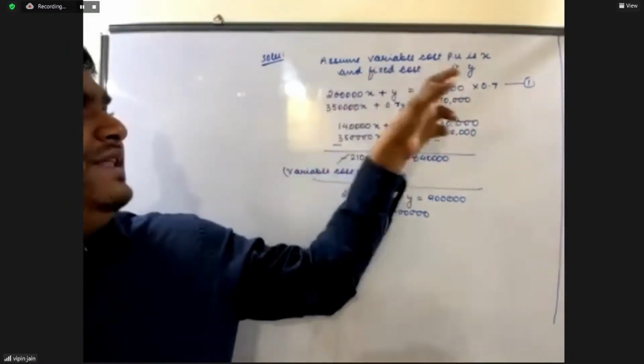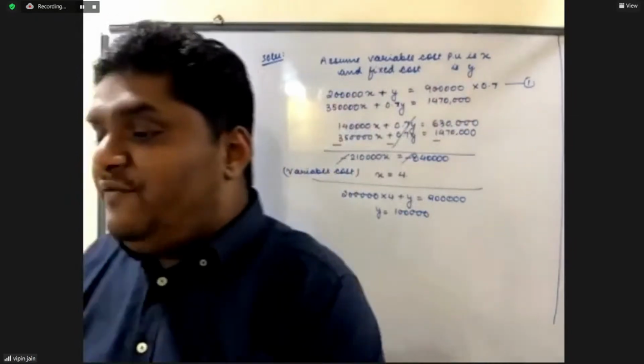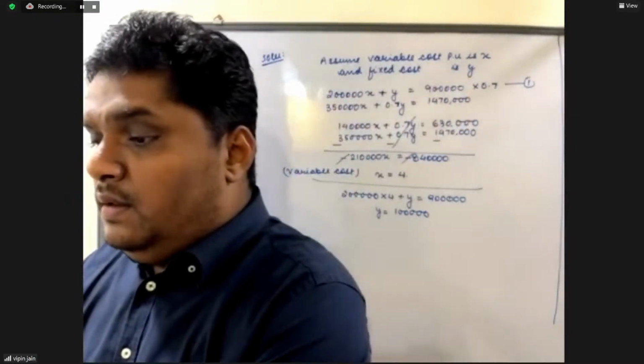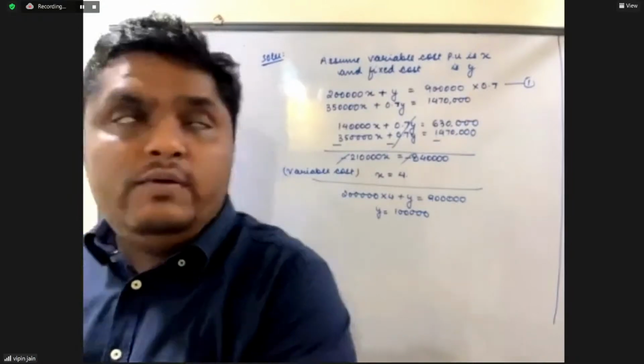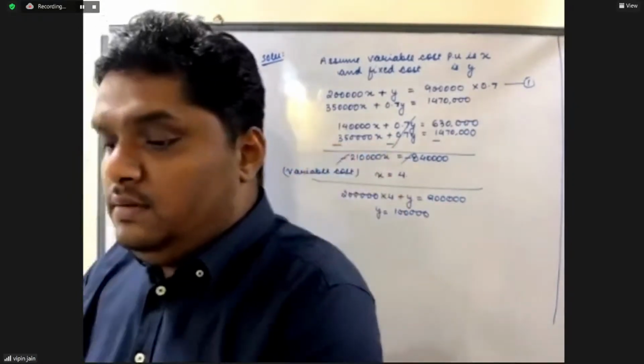4.5 into 2 lakh, that is 9 lakh, and 3,50,000 into 4.2 is equals to 14,70,000.